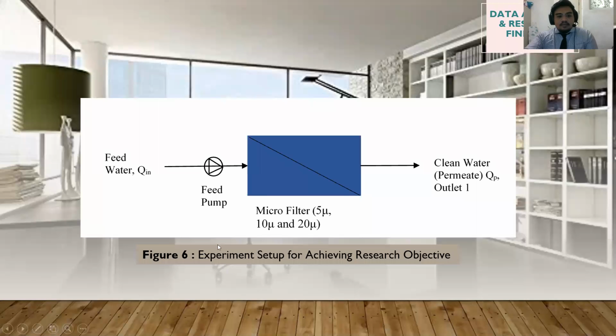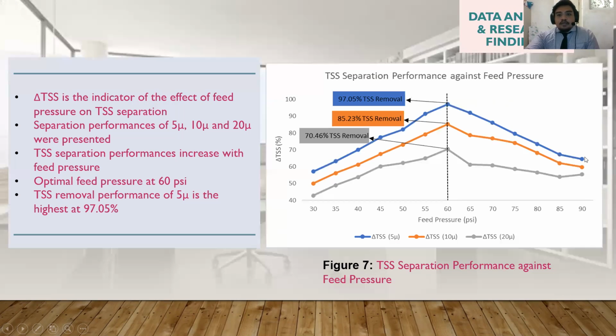Here I got a figure showing the experiment setup for achieving research objectives 1, 2, and 3. The pore sizes of the membrane or microfilter that will be used for this experiment are 5 micron, 10 micron, and 20 micron. Next, the feed water will flow into the microfilter by the help of the feed pump, and here is the output of the experiment, the clean water or the permeate. Okay, so this is the data analysis and research findings for objective 1.